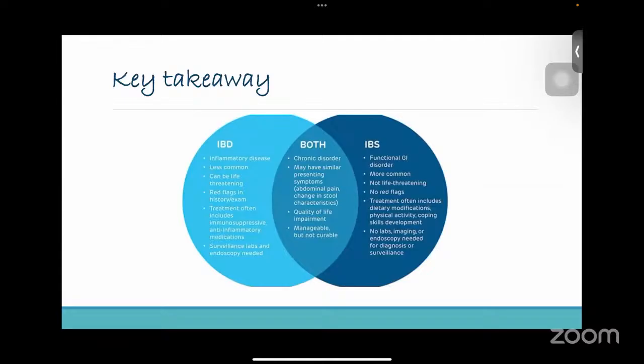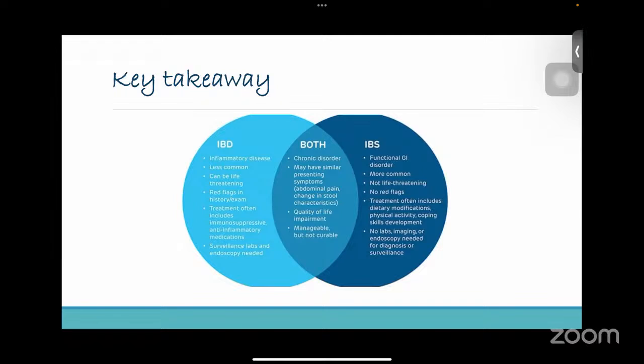Now, this graph here summarizes the differences between inflammatory bowel disease and irritable bowel syndrome, while also showing the similarities that may make the diagnosis more difficult sometimes, just like in our case. As we can see here, they are both considered chronic disorders. They may have similar symptoms at presentation, such as abdominal pain and change in bowel habits, and the quality of life in both diseases is impaired. They're considered manageable, but still there's no cure for either of them.